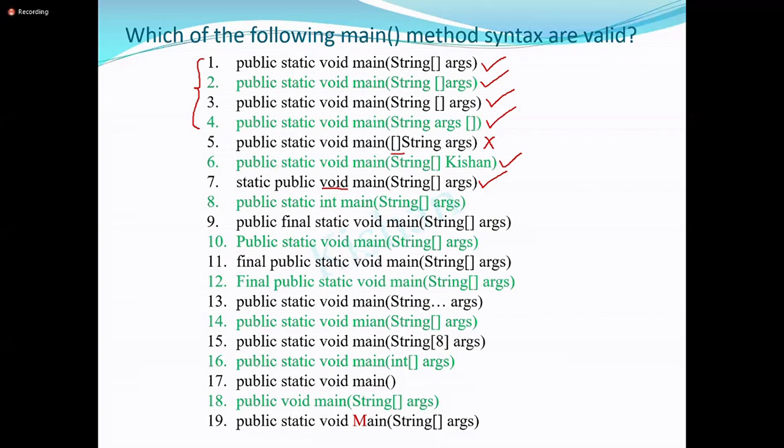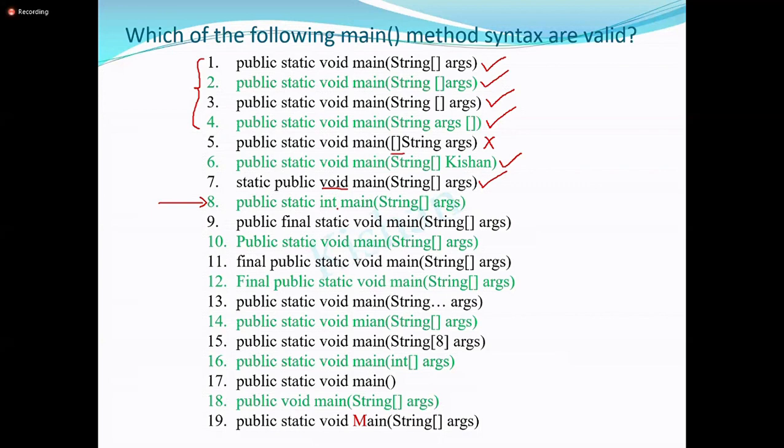Okay, right. What about the eighth syntax? Public static int main String array args. Okay, now guys, my question is, if you are writing the main method like this, are you getting any compile time error?